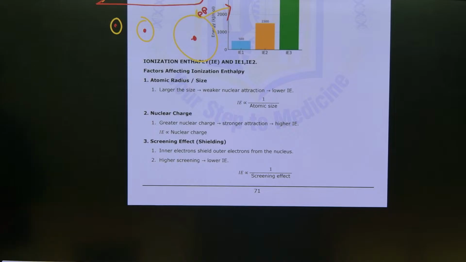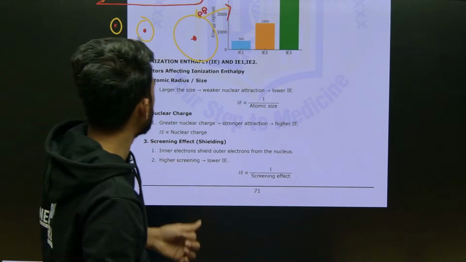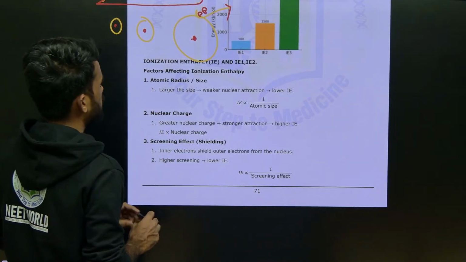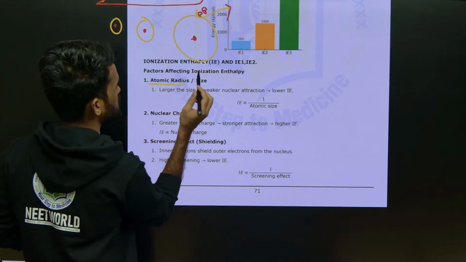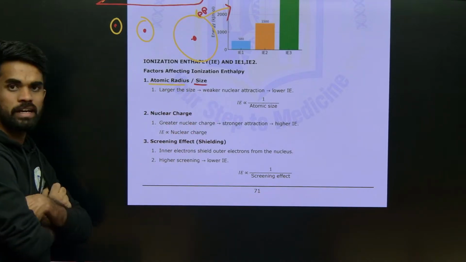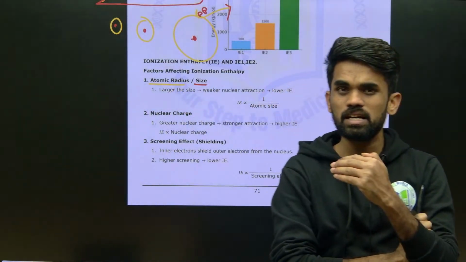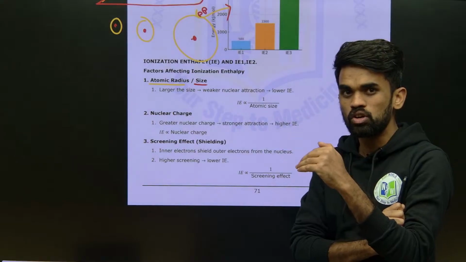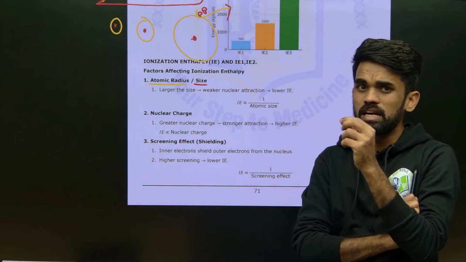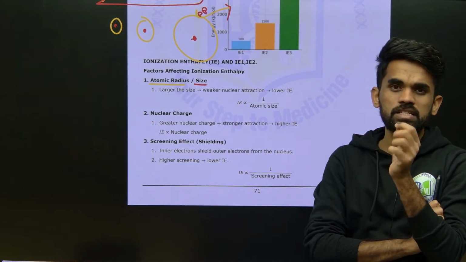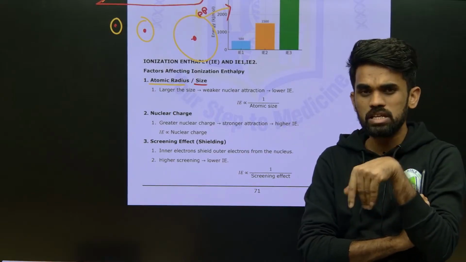Yes, tell me, what are the factors affecting here? See here, first of all, atomic radius. Just now I discussed this atomic radius. What happens to size down the group in the periodic table? Size increases down the group. When size increases, it is easier to remove the electron. So ionization energy decreases. As size increases, ionization energy decreases.